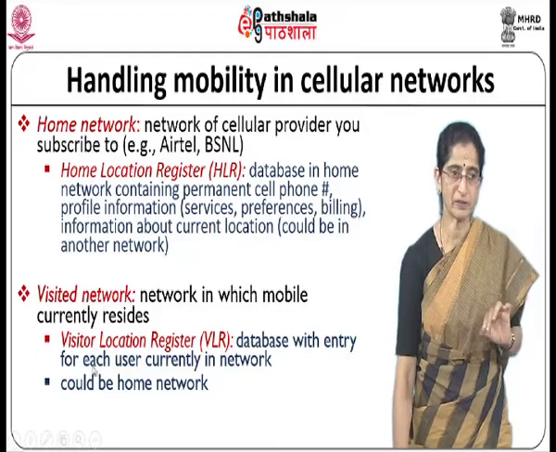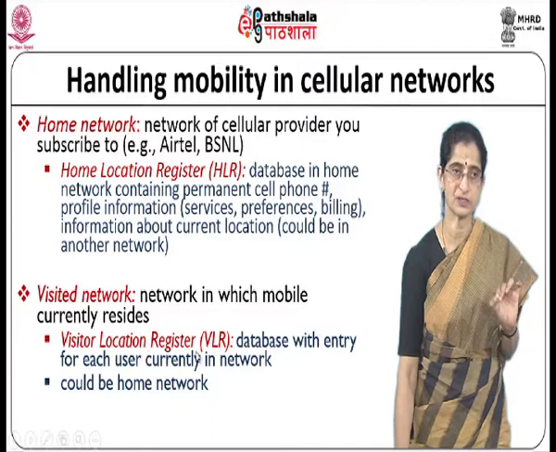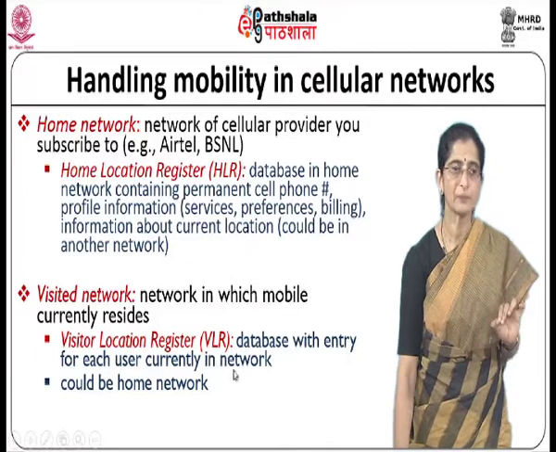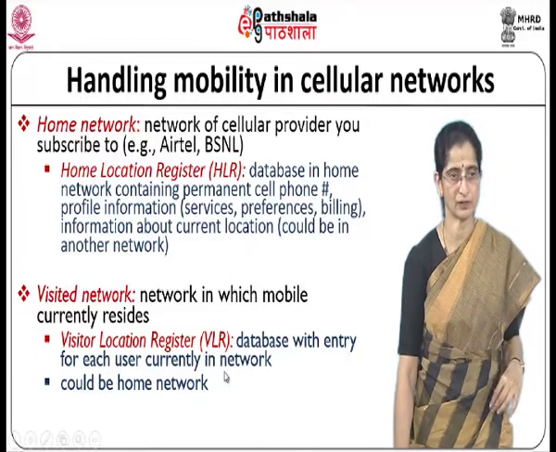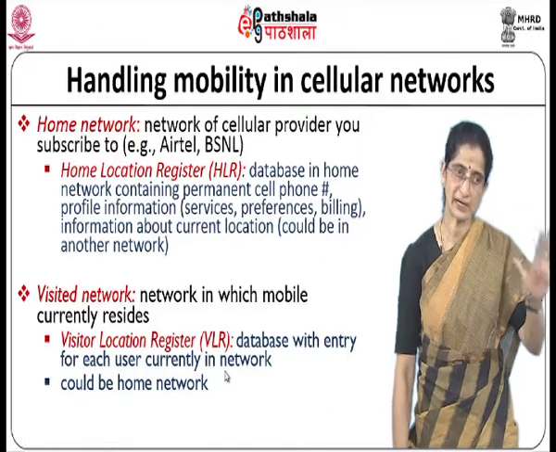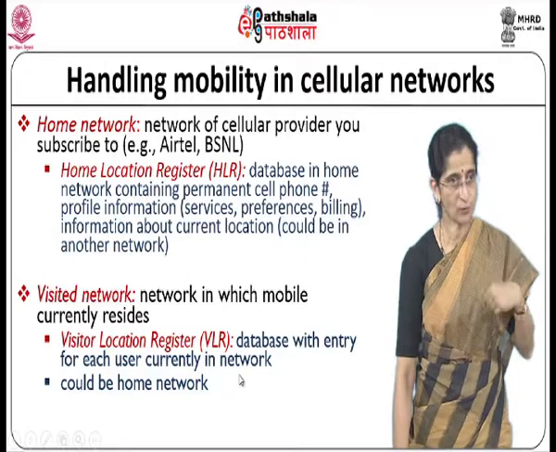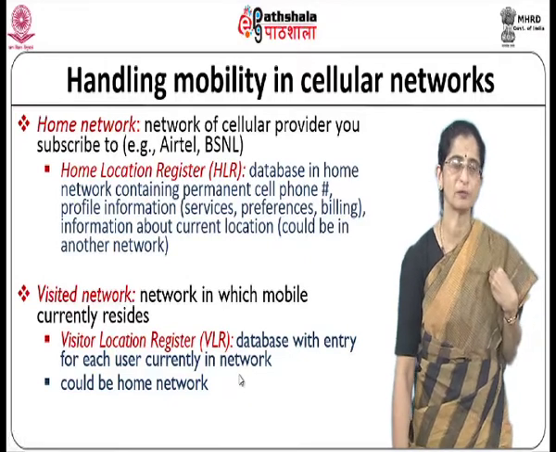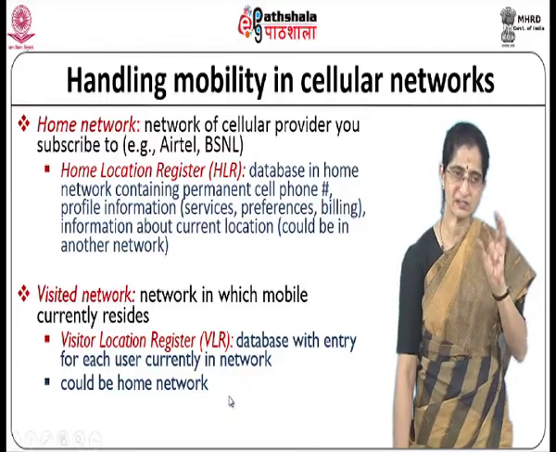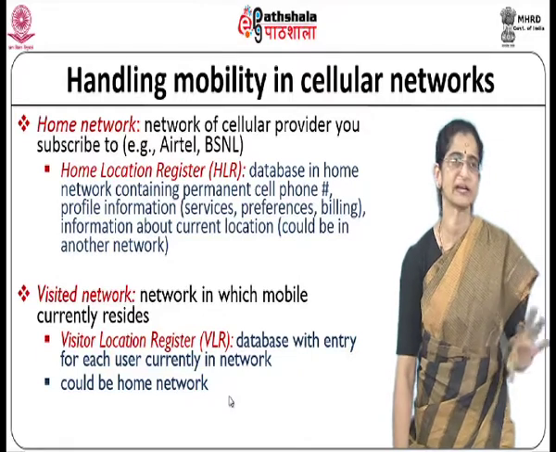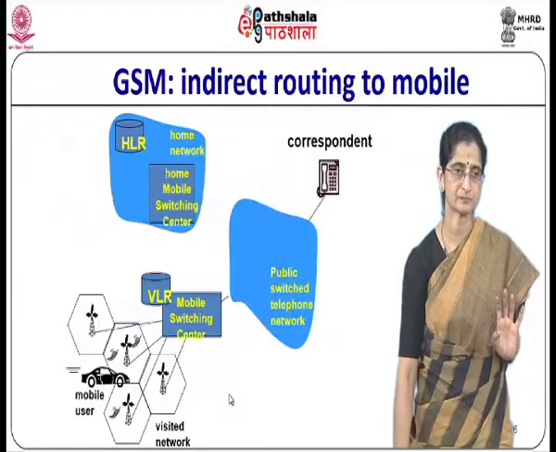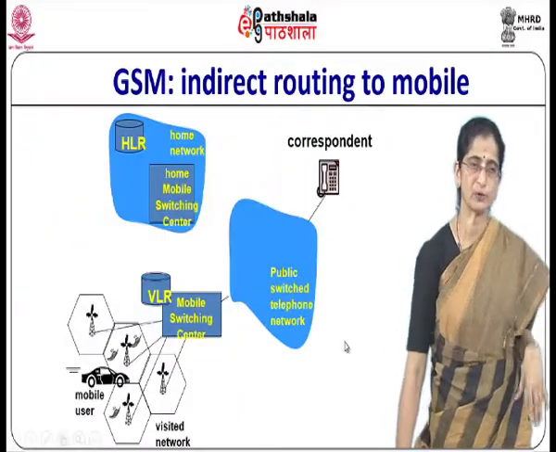At every network, there will be something called a visitor location register, which keeps track of who are the users who are currently in that particular network. So when I am roaming in Delhi, for instance, my information will be there in the VLR at Delhi. Even if I am not roaming, even if I am in my own home network, that information also will be at the VLR in my home network. So the VLR has complete details about all the people who are there in that particular area, who belong to that same area plus those who are visiting. Okay, that's the idea. So now let's look at how the routing basically will get done.